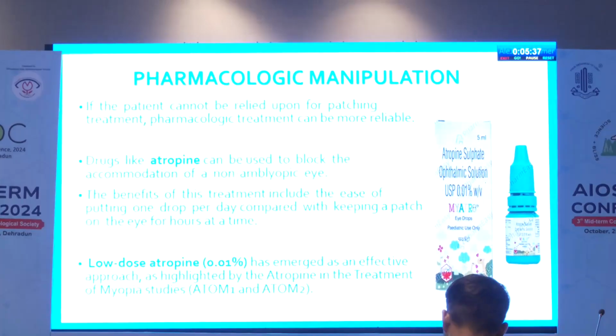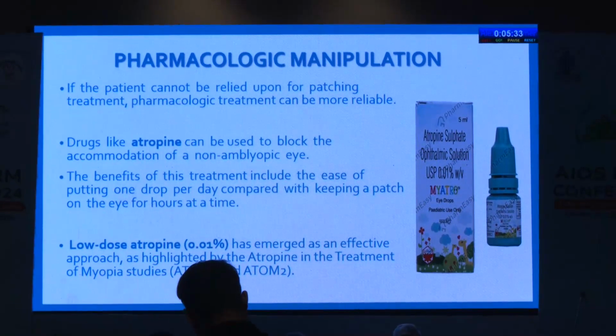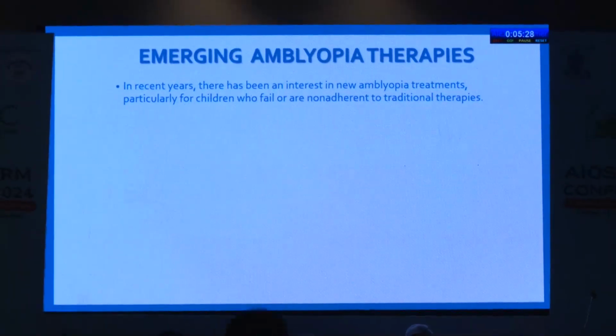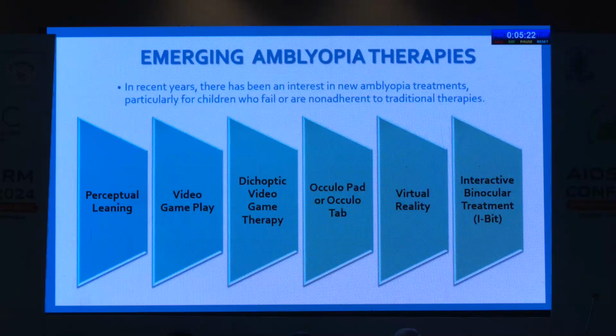If we come to pharmacological manipulation, drugs like atropine have been used. Low dose atropine of 0.01% has emerged as an effective approach, as highlighted by the atropine in the treatment of myopia studies, ATOM-1 and ATOM-2. Now we come to the emerging amblyopia therapies, which have shown significant progress in recent years. We start from perceptual learning, video game play, dichoptic video game therapy, oculopad or oculotab, virtual reality, and interactive binocular treatment.